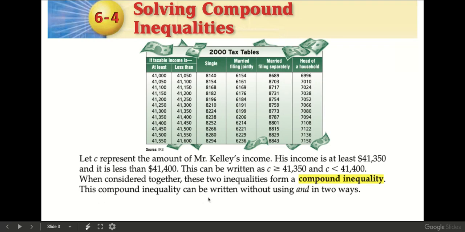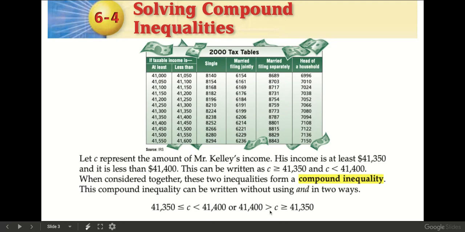This compound inequality can be written without using "and" in two ways. If you look at where his income would be, C is greater than or equal to 41,350, but less than 41,400. That would be this tax bracket here. That's what we mean when we talk about compound inequalities. The smaller number goes here, the greater number goes there.